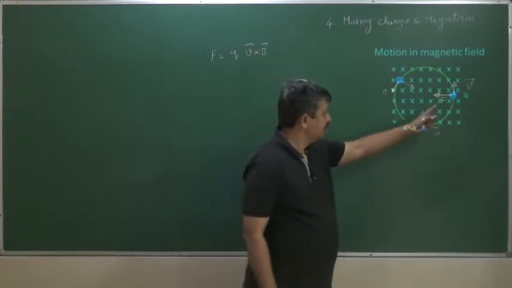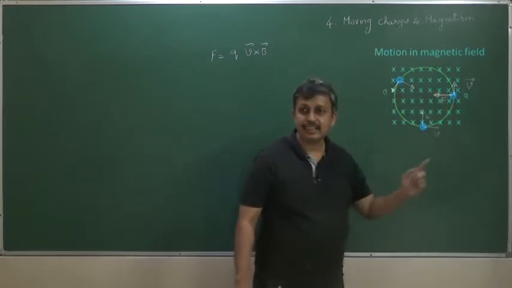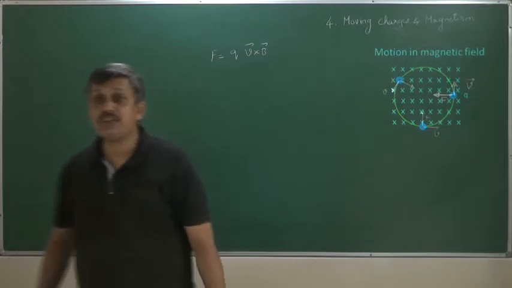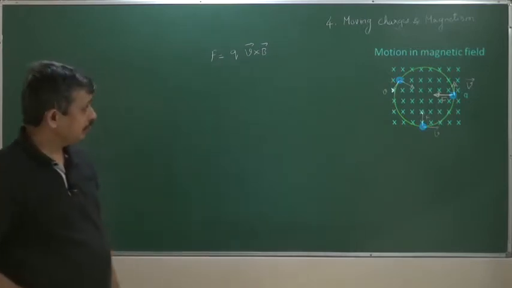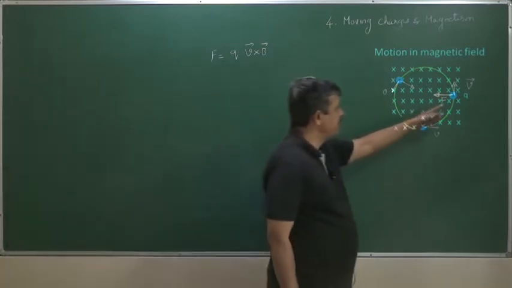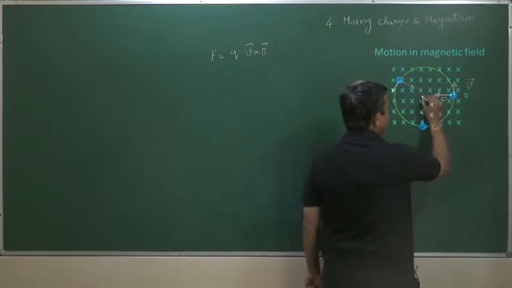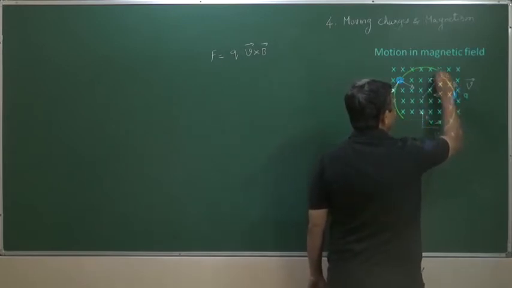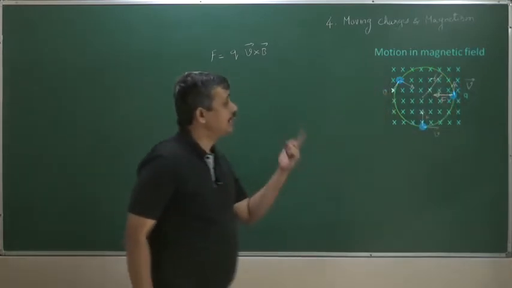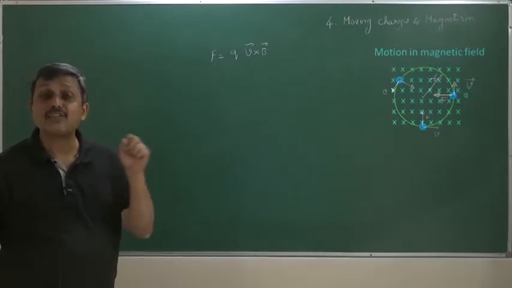Only the direction of the velocity changes, and it takes a circular path. You can very clearly see that in such a scenario, this is basically what we call centripetal force, which has a radius, let us say r. This is a centripetal force, and you can see the work done by this force.